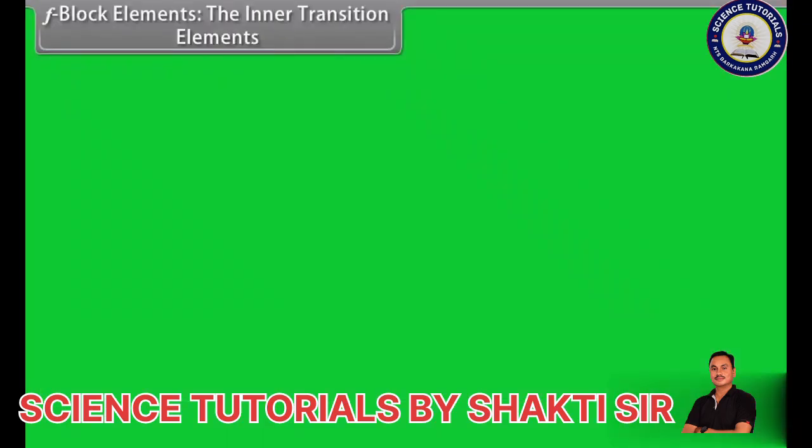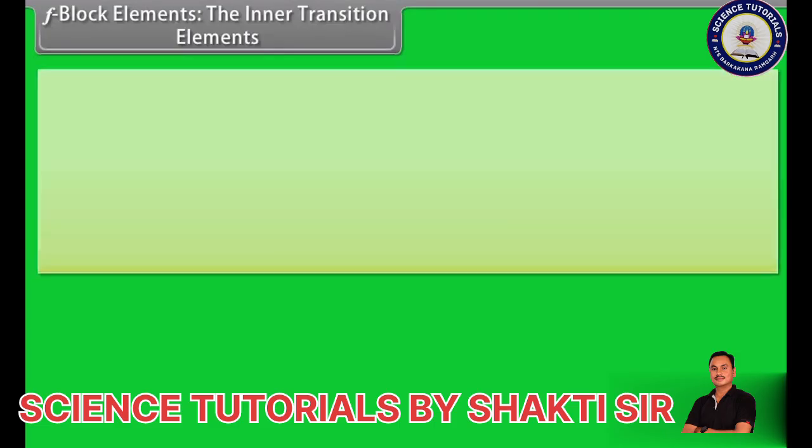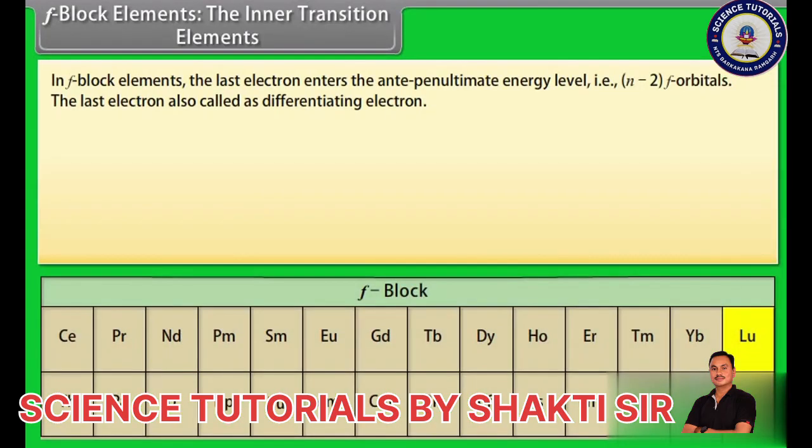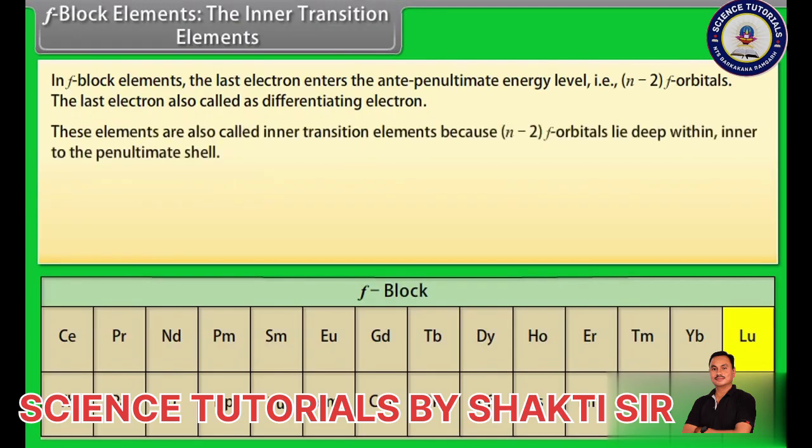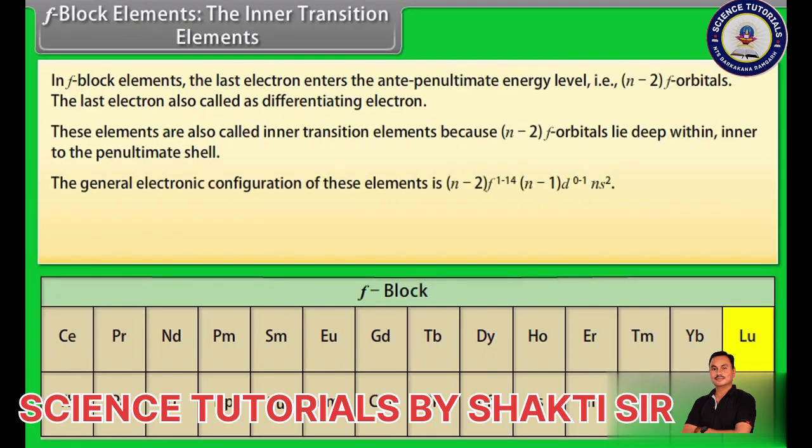F block elements. The inner transition elements. In F block elements, the last electron enters the antepenultimate energy level, that is (n-2) f orbitals, where n can be 6 or 7. The last electron is also called the differentiating electron. These elements are also called inner transition elements because (n-2) f orbitals lie deep within, inner to the penultimate shell. The general electronic configuration of these elements is (n-2)f1 to 14, (n-1)d0 to 1, ns2.